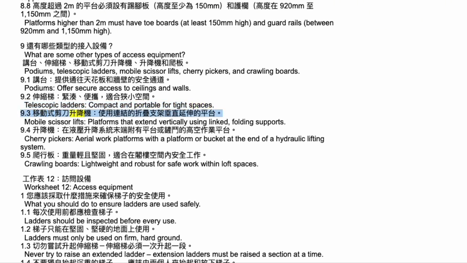9.3 Mobile scissor lifts are platforms that extend vertically using linked, folding supports. 9.4 Cherry pickers are aerial work platforms with a platform or bucket at the end of a hydraulic lifting system. 9.5 Crawling boards are lightweight and robust for safe work within loft spaces.